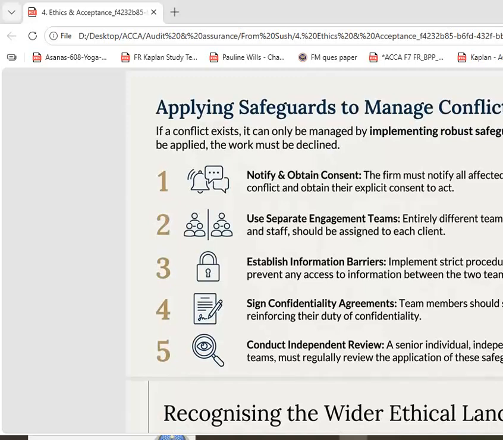Applying safeguards to manage conflict of interest. If a conflict exists, it can only be managed by implementing robust safeguards. If these cannot be applied, the work must be declined.